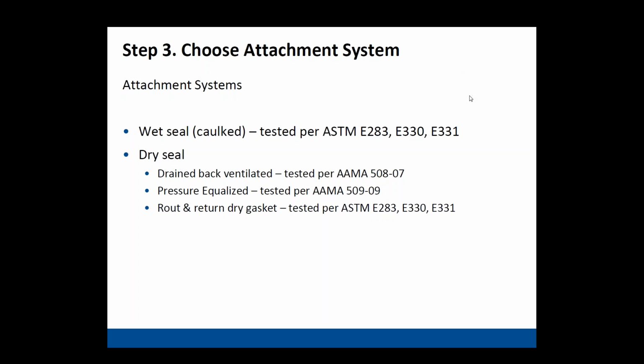that, just like the wet seal attachment system, is a barrier system where air and water are stopping at the panel face, whereas with the drain back ventilated and the pressure equalized attachment systems, air and water are allowed to move freely or semi-freely through the panel joint within the panel system. So those are your 2 big choices: wet seal, dry seal, and then what type of dry seal.